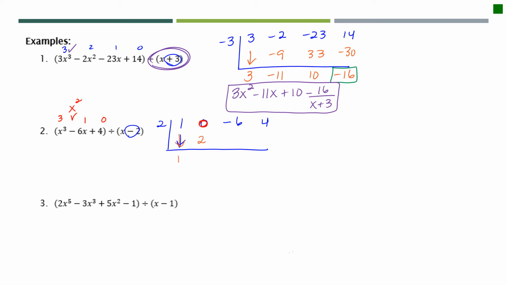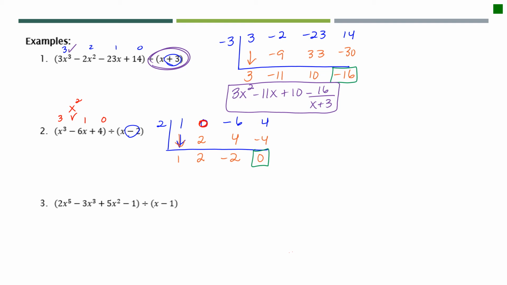2 times 1 is 2. Add down. 2 times 2 is 4. Add down. 2 times negative 2 is negative 4, and then I add down. So you'll see here I got a 0. That means that this one does not have a remainder. What that means is that it divides evenly.